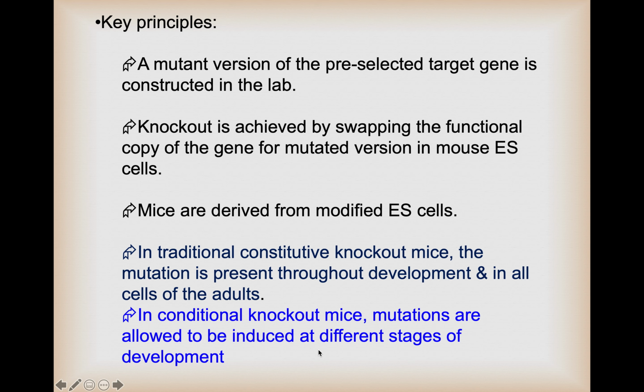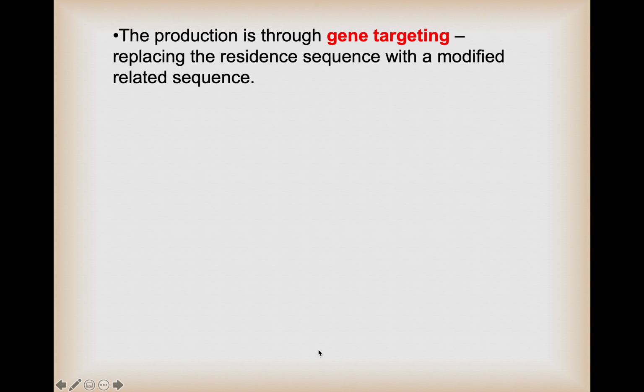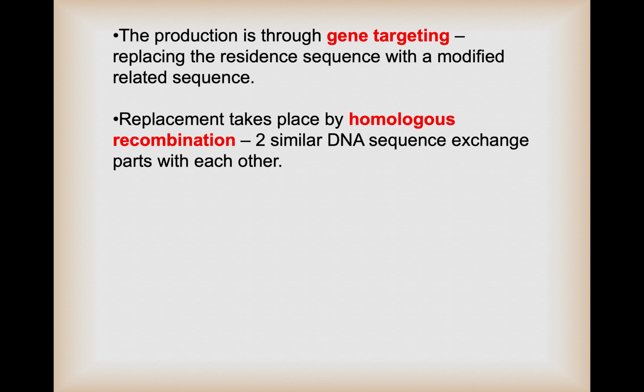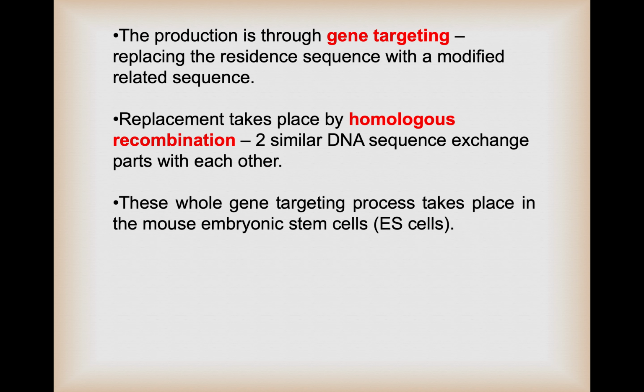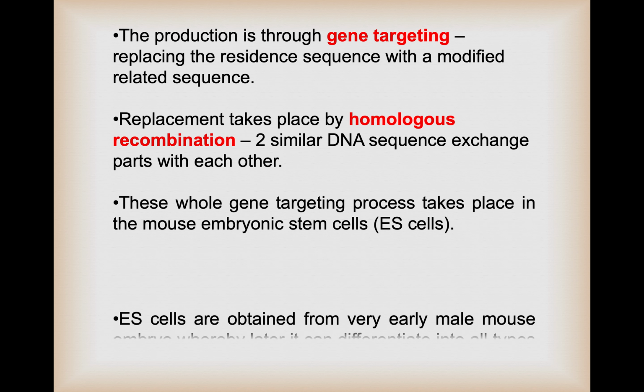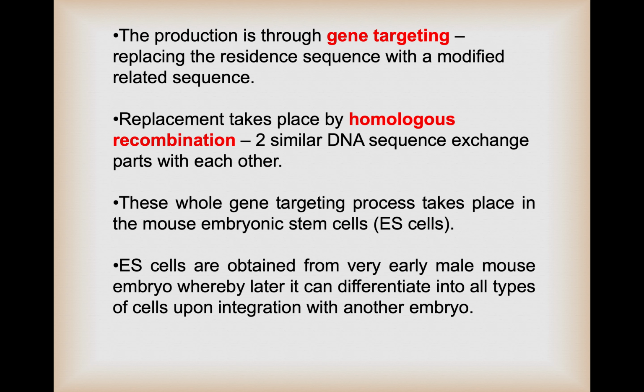So as you can see, the production of knockout mice is of course through gene targeting, as you have seen in the earlier part, to be done by homologous recombination. This is done by replacing the resident sequence with a modified related sequence, your transgene of interest. Replacement by homologous recombination. And the whole gene targeting process would have to take place in the embryonic stem cells again. Embryonic stem cells are obtained from a very early male mouse embryo normally, whereby later it could be differentiated, because they are pluripotent, remember, into all cell types upon integration with another embryo.